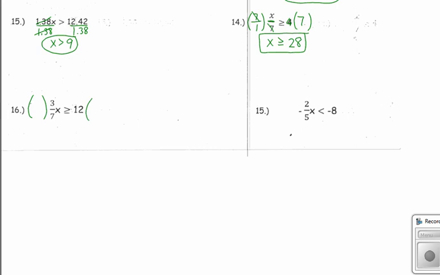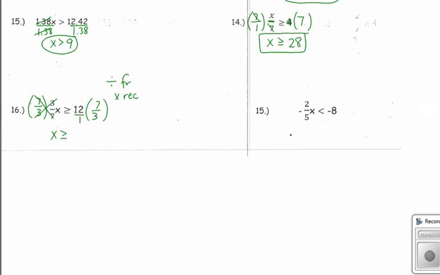For number 16, it says to multiply by 3/7. So the opposite of multiplying is dividing. How do you divide with fractions? You multiply by the reciprocal. The reciprocal of 3 over 7 is 7 over 3. And I'm going to put a 1 under the 12 to write 12 as a fraction. A reciprocal times itself is 1. And 1 times x is x.